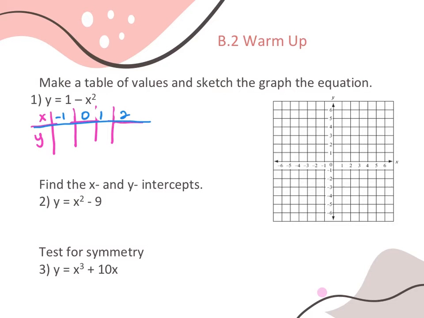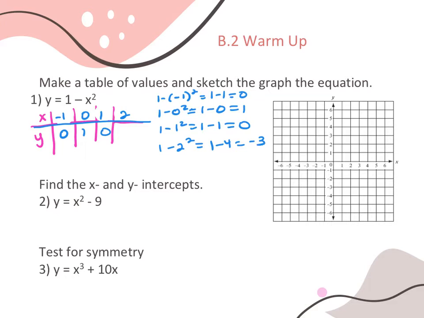So if I plug in -1, 1 minus -1 squared, I get 1 minus 1, which is 0. If I plug in 0, 1 minus 0 squared is 1 minus 0, which is 1. If I plug in 1, 1 minus 1 squared is 1 minus 1, which is 0. And if I plug in 2, 1 minus 2 squared is 1 minus 4, which is -3. Everybody good so far? Yeah, okay.